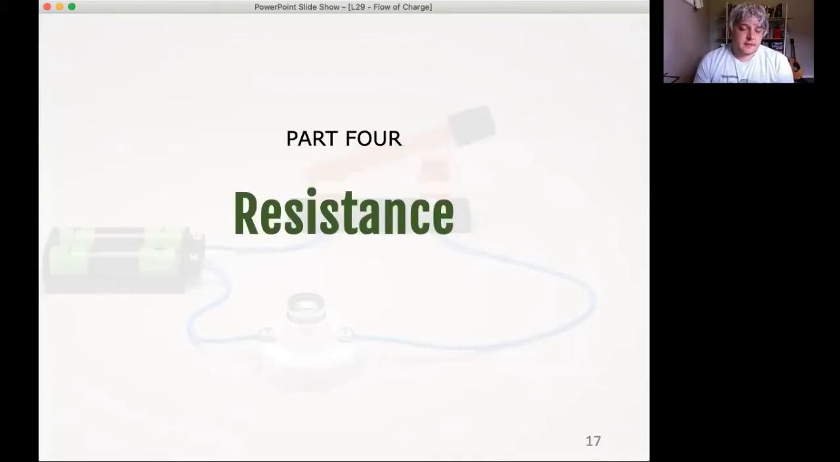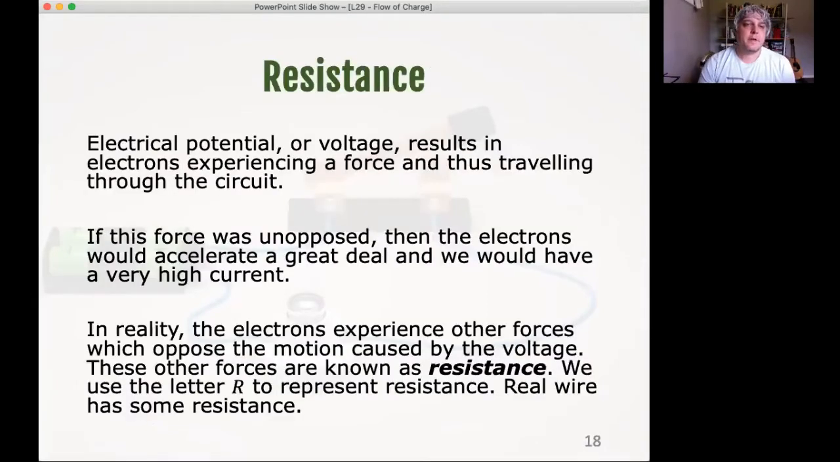Next part is resistance. So we've got this idea that a battery, or a good voltage source of any kind, but we're going to stick with batteries mostly, will cause a current. That current is the movement of electrons as they leave the negative end of the battery, flow through the circuit, and arrive at the positive end of the battery.